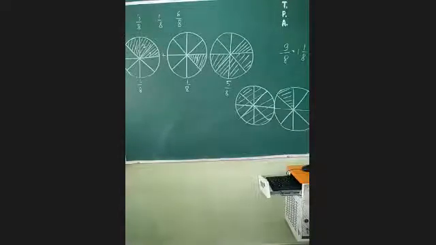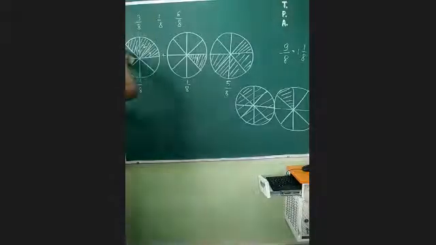So now let us do the next question, that is choose the correct option. According to choose the correct option, the first question is you have to find out the simplest form of 69/92. So I am rubbing this one.